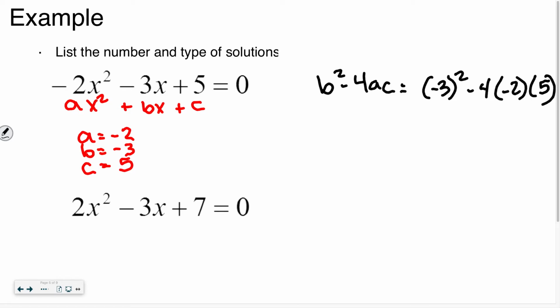So Sarah, can you tell me what you got for the discriminant there? I haven't gotten it. Oh, okay, then let's do it together. What would you get for -3 squared? 9. Okay, and what is -4 times -2 times 5? 40. And is that a positive 40 or a negative 40? I'm asking the whole class. Is that a positive 40 or a negative 40? Positive. A positive 40. Okay.